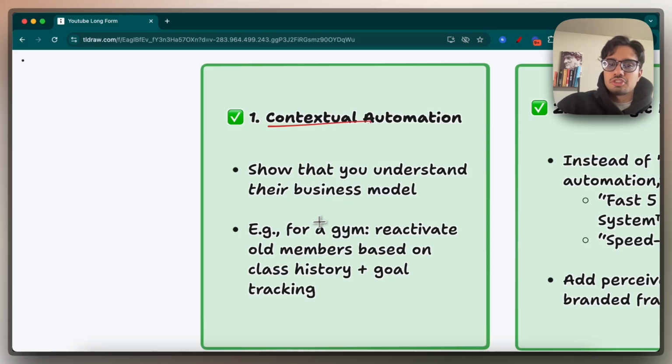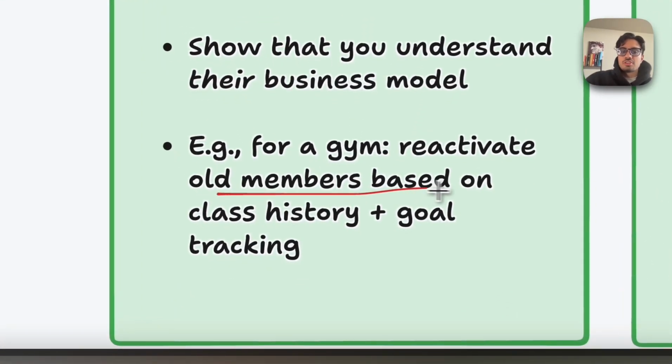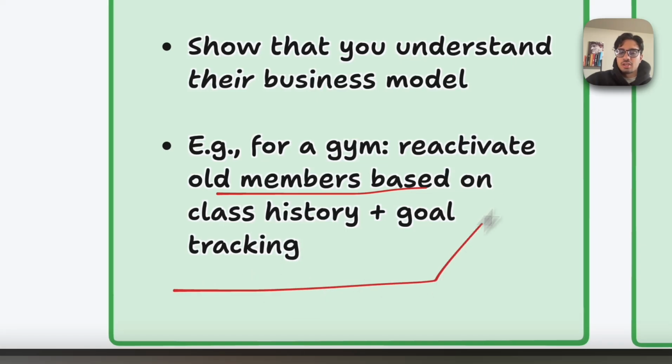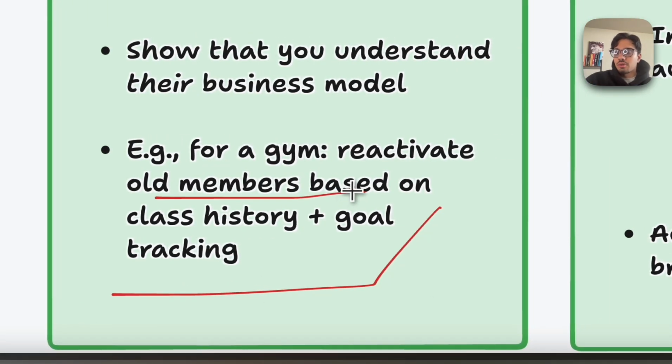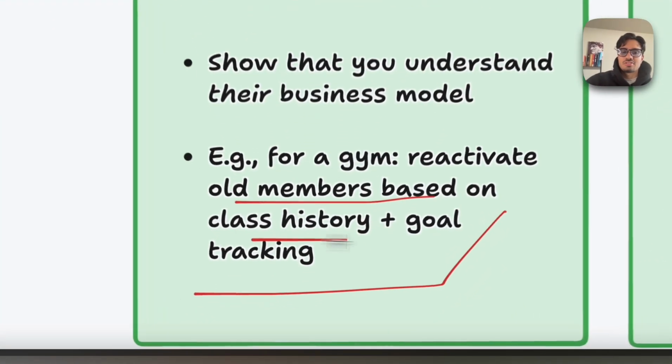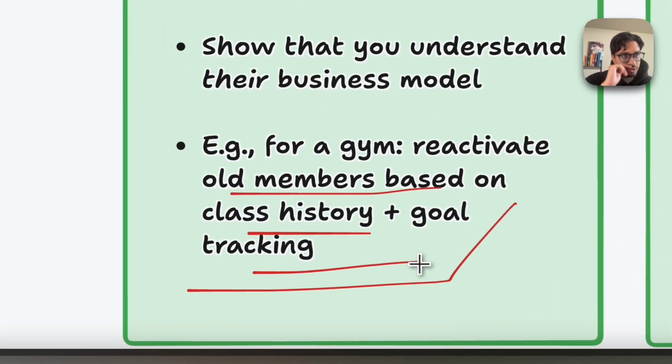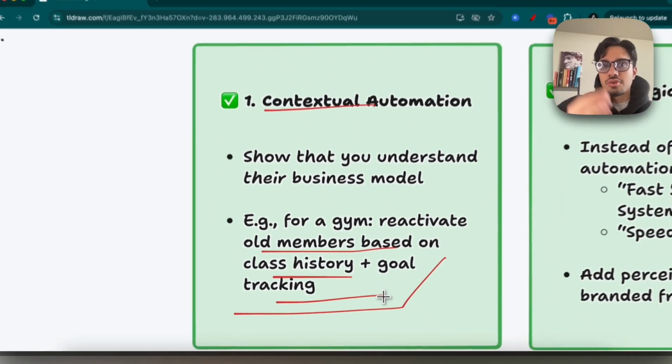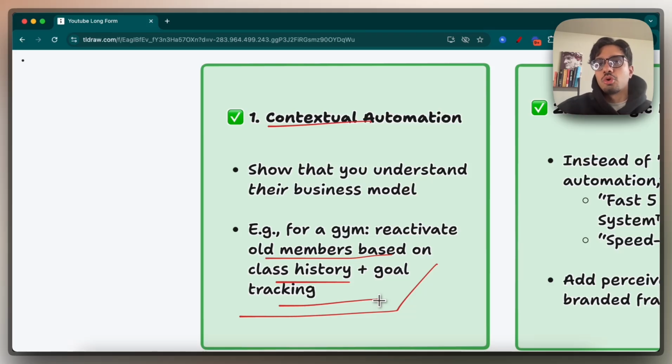For example, if you're selling to a gym, you want to reactivate old members based on their class history and goal tracking. That's a very specific outcome compared to a dentist. Dentists don't have members, they don't have class history, they don't have goal tracking. So if you can tailor what you're providing based on their outcome, then that's going to matter a lot more. At the very least, speak their language, so you're using terms that are relevant to their industry.